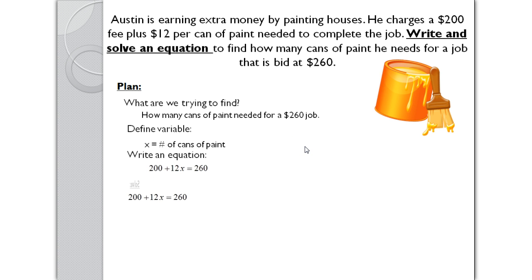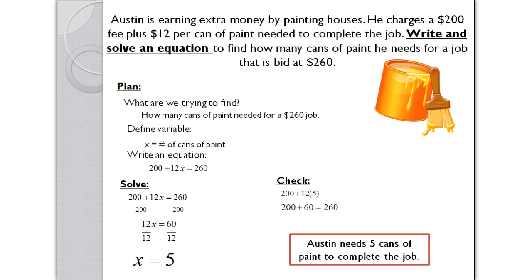So now we need to solve. I'm going to subtract over my 200. I have 12x equals 60. Divide by 12. X equals 5. 5 cans of paint. That seems pretty reasonable, but let's check to make sure it makes sense. I'm going to replace x with 5. 12 times 5 is 60. 200 plus 60 is 260. So Austin needs 5 cans of paint to complete the job.